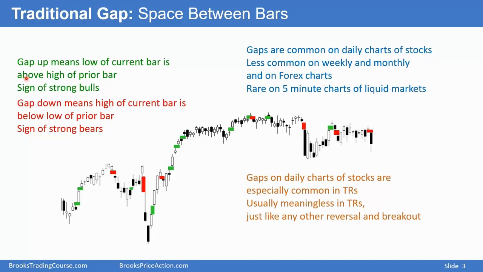Gaps on the daily charts of stocks are especially common in trading ranges, and they're usually meaningless in trading ranges. They do not have any predictive value. Most breakouts in trading ranges ultimately reverse, and therefore a gap in a trading range has no predictive value. We have a gap up, a gap down, a gap up, a gap up again. Has no predictive value. They're meaningless.